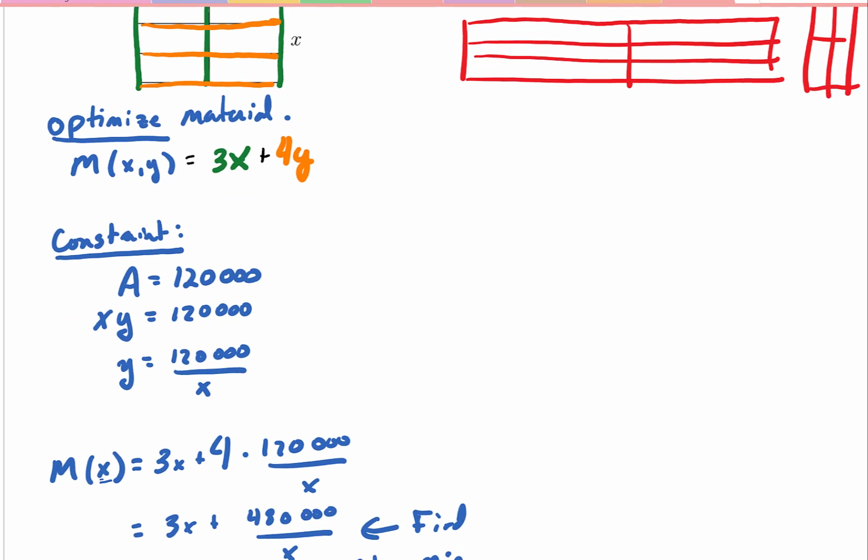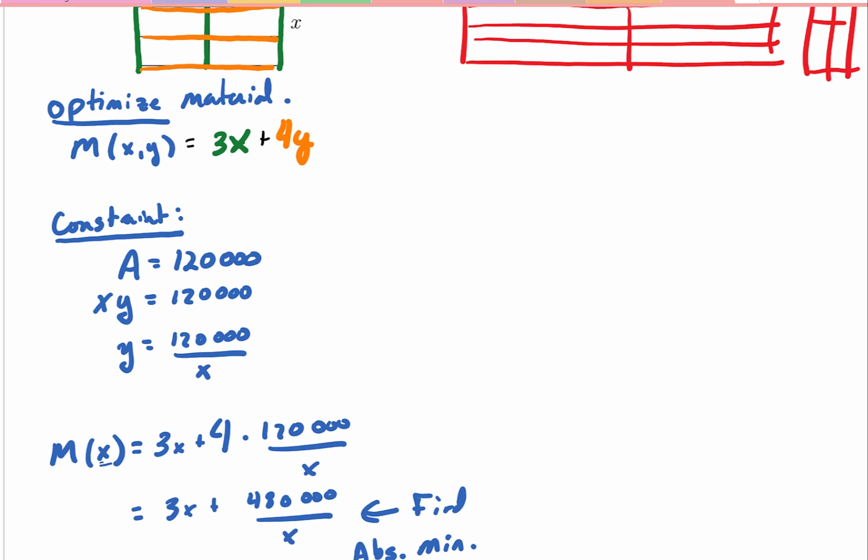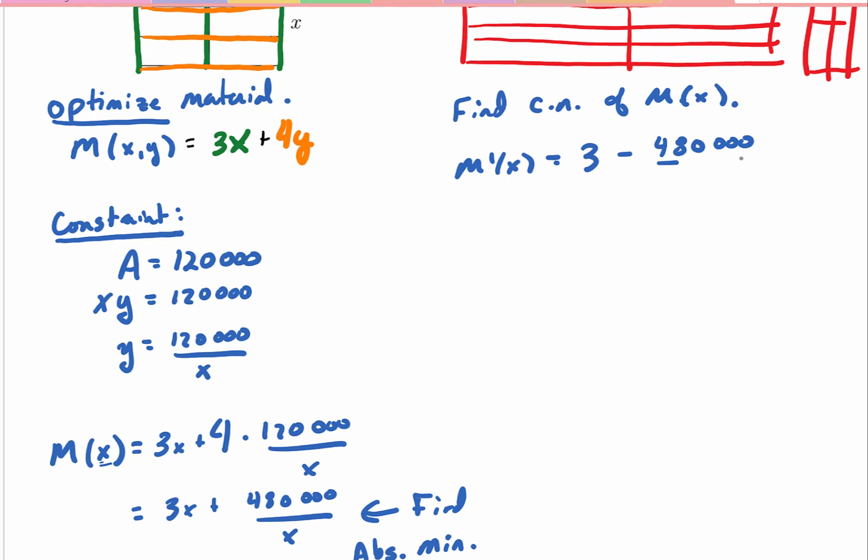Okay. So to do so, we're going to test the endpoints. We'll notice this doesn't really have any endpoints, and we're going to test the critical numbers. So we need to find the critical numbers of m. So taking the first derivative of m, we get that m prime of x is equal to 3 minus 480,000 all over x squared.